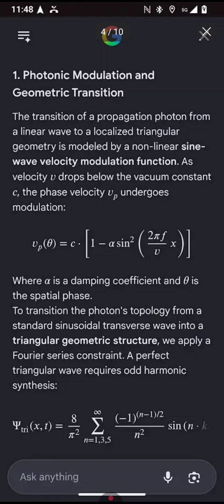Okay, photonic modulation and geometric transition. The transition of a propagating photon from a linear wave to a localized triangular geometry is modeled by a nonlinear sine wave velocity modulation function. As velocity drops below the vacuum constant, c, the phase velocity, Vp, undergoes modulation. And there's a detailed formula for you real math nerds.